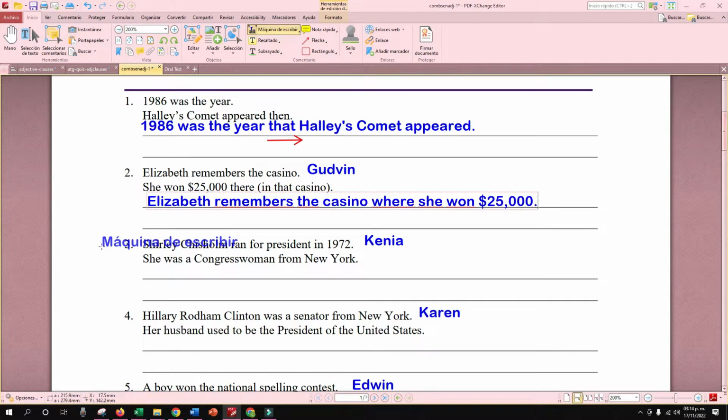Excellent. Very good. So you can use which also if you want, but that will be like in which, right? She won. That is another option. You can say Elizabeth remembers the casino in which she won $25,000, right? So in which, but also where, that is a very good one. Excellent. Thank you, Mr. Goodwin. That is great. What about 3? Kenya. Number 3.